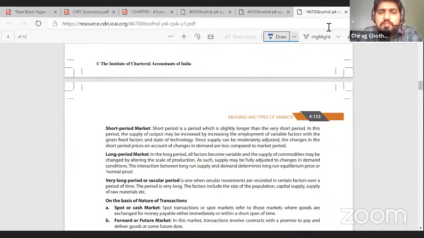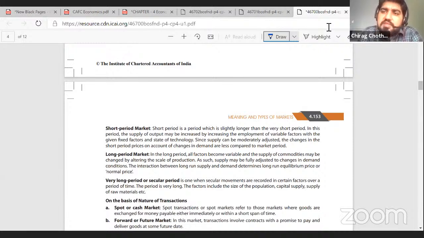Okay. Now, short period market is what? Short period market is generally when it is slightly more than very short period market and you can change few things, right? You can change few things, but not all the things. So when some factors can be variable, some factors will be fixed, it will be called as short period market. Now, when all the factors that you are using as input can be changed, it will be called as long period market.